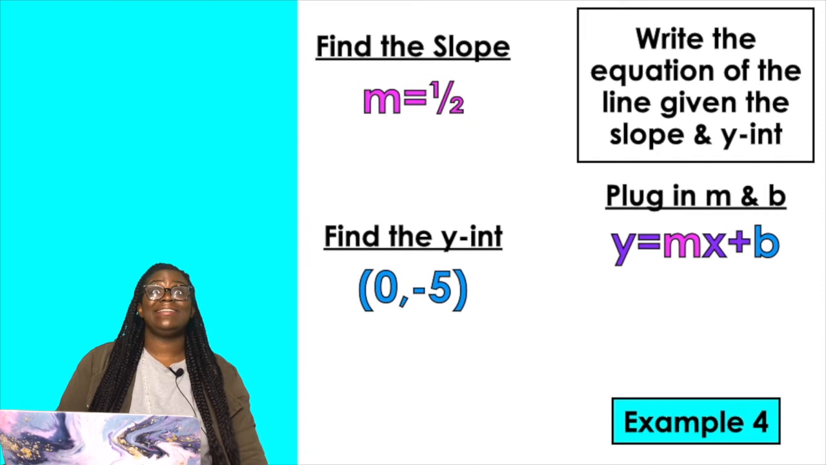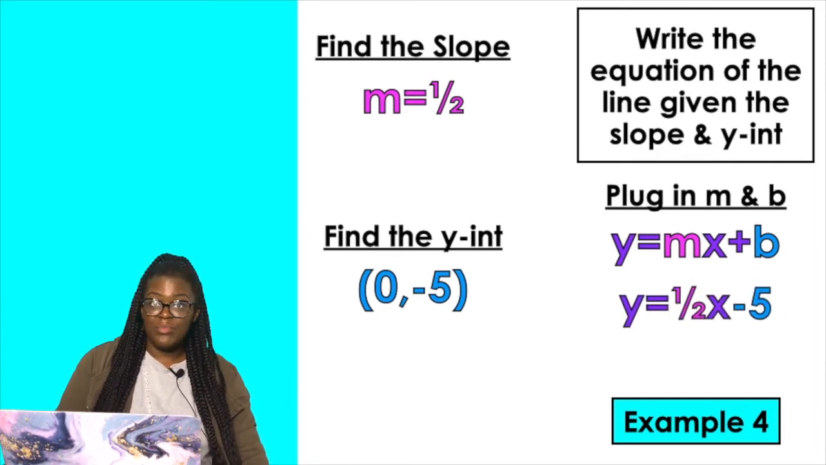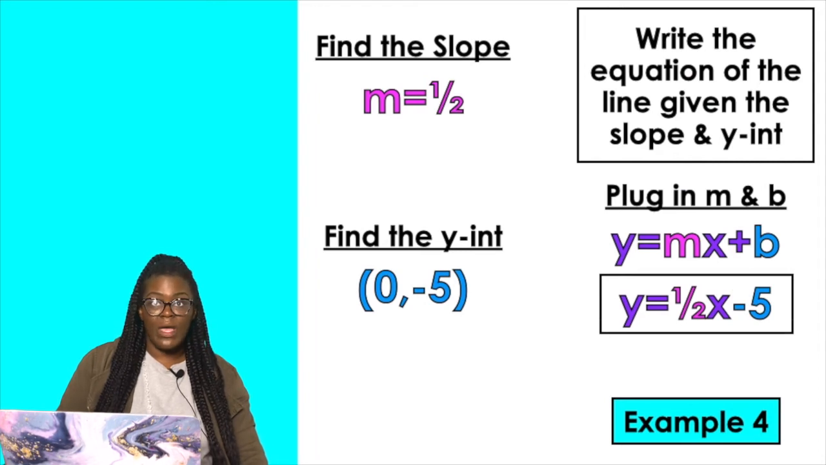I know. It's like one of the easiest lessons, right? M equals 1/2, not a fraction. And y-intercept is (0, -5). Yes, a fraction, but same rules apply. Instead of M, put the fraction there. Instead of B, put the negative 5 there. Y equals 1/2 x minus 5. Don't put plus minus 5. Don't do that, just put minus 5.